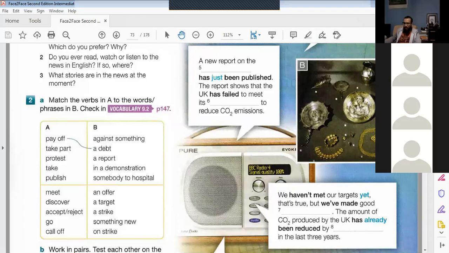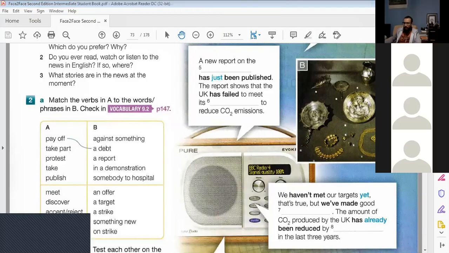So let's listen again. A new report on the environment has just been published. The report shows that the UK has failed to meet its targets to reduce CO2 emissions.